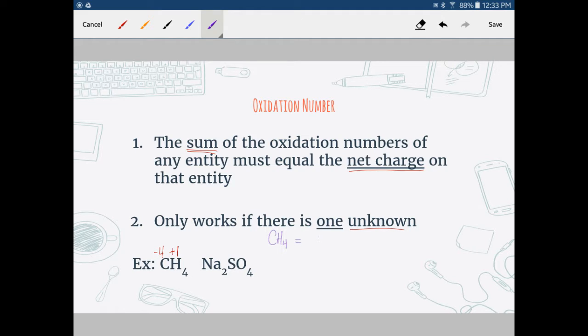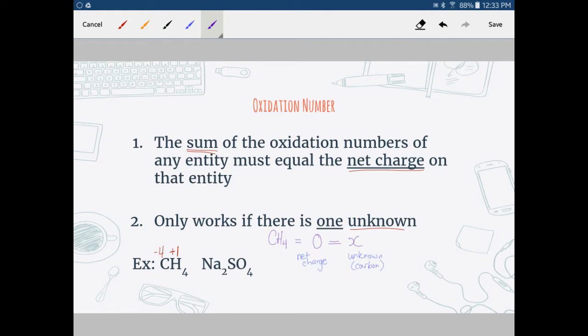So I have 0 as my net charge. I'm going to jot that down below here. That 0 represents the net charge on my entity. In this case, it's 0. Then I have my net charge equals X, which is my unknown. In this case, it's carbon.